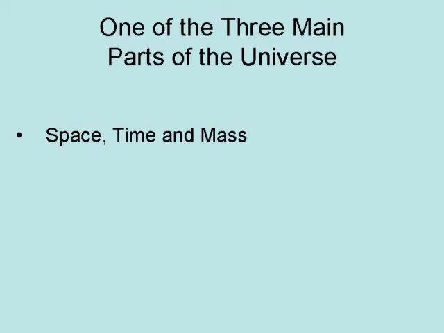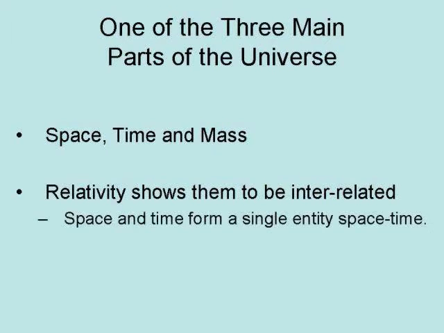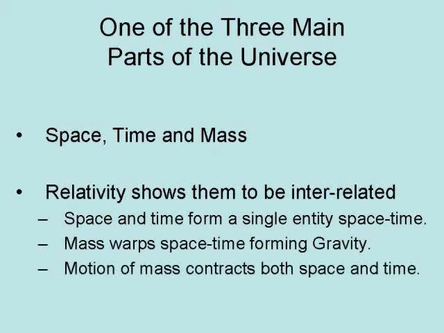Space is one of the three main parts of the universe. They are space, time, and mass. Relativity shows that they are interrelated. Space and time form a single entity called space-time. Mass warps space-time, forming gravity, and the motion of mass contracts both space and time.